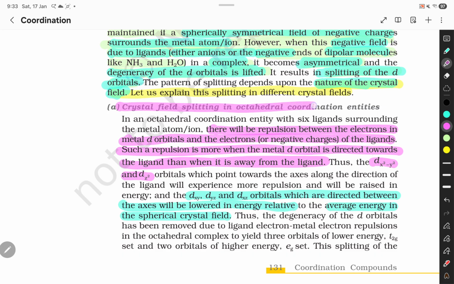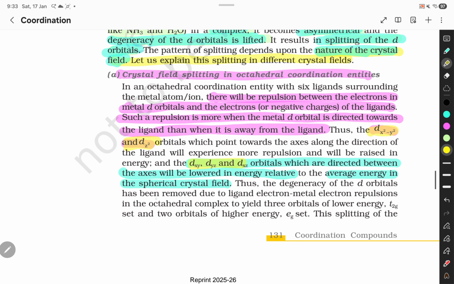So in CFT of octahedral, it's splitting like that because the ligand only approaches the metal along dx square minus y square and dz square. That's why the energy of these two orbitals is very high, and dxy, dyz, dxz are directed between the axes, and their energy will be lowered relative to the average energy of the crystal spherical field.